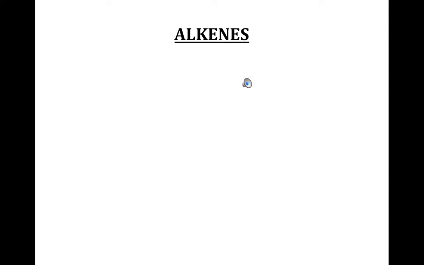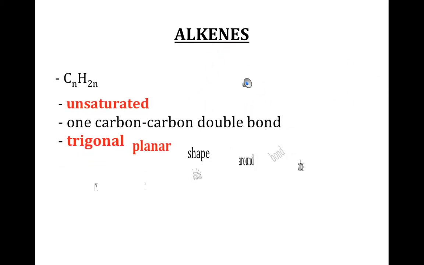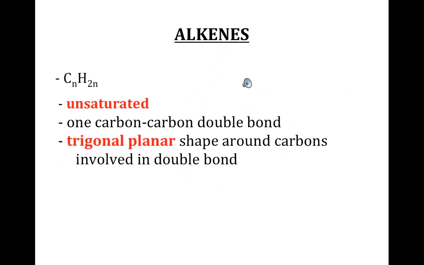Good day. We've moved from alkanes to now to alkenes. This is the alkenes PowerPoint. And I think you're going to find it fairly straightforward. Alkenes and alkynes are unsaturated. Alkenes have one carbon-carbon double bond.